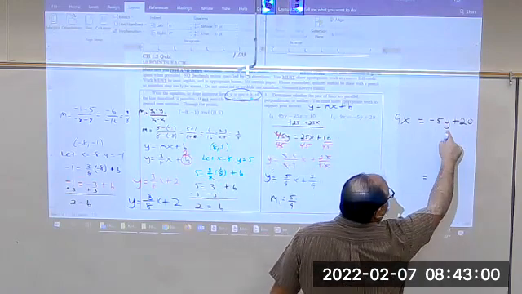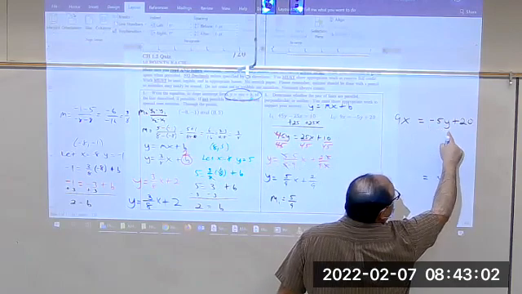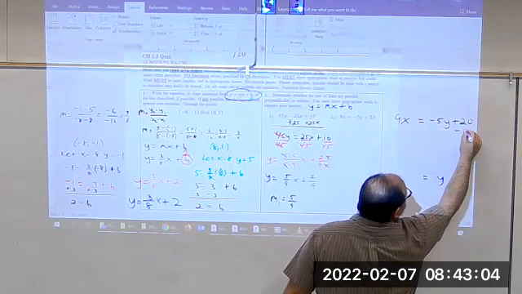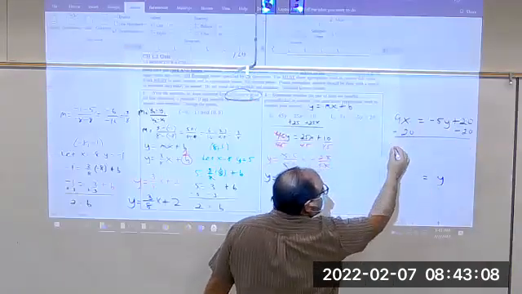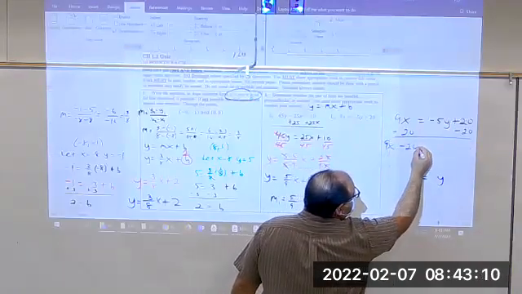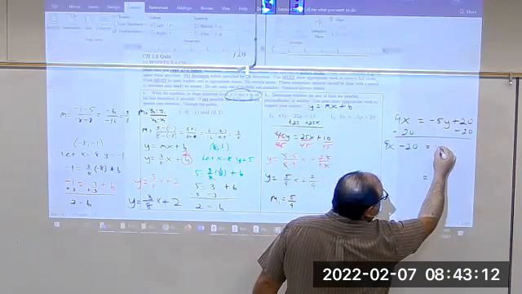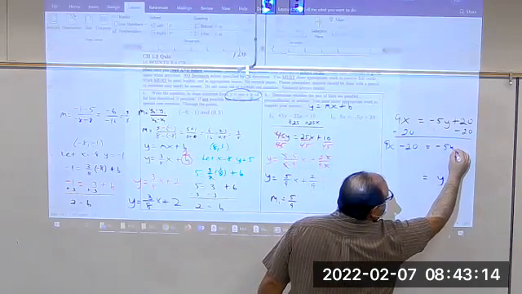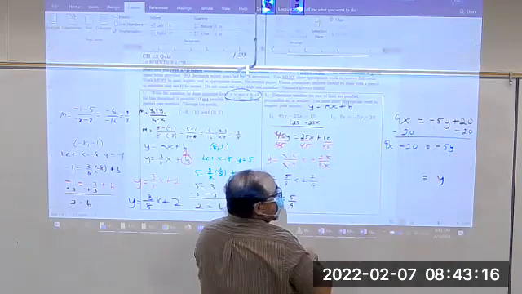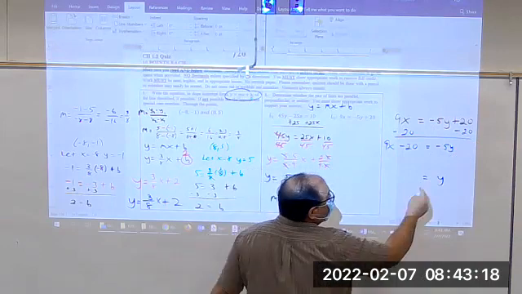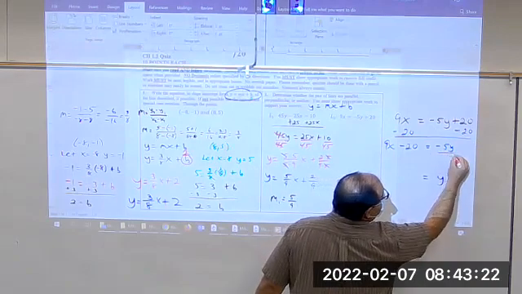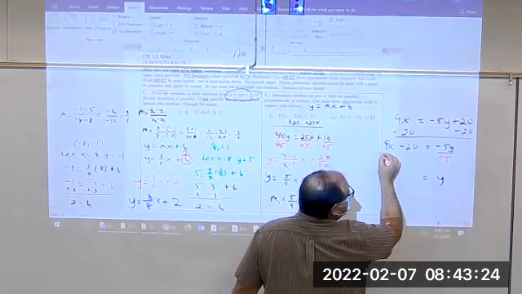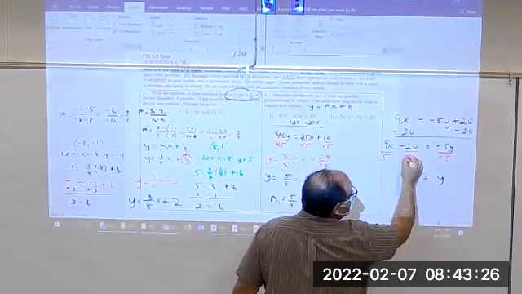So to get this negative 5y by itself, I have to undo a plus 20, so subtract 20. 9x minus 20 equals, and don't forget the negative, negative 5y. Now, that y is being multiplied by negative 5. To undo that multiplication, we have to divide by negative 5. Everybody gets divided by negative 5.